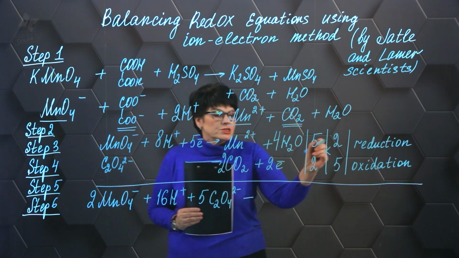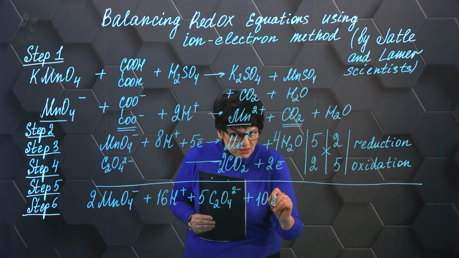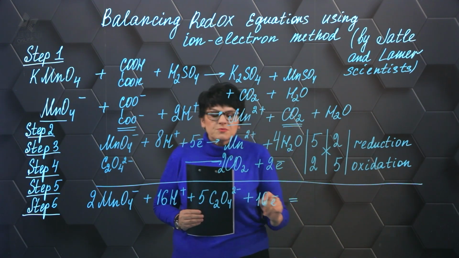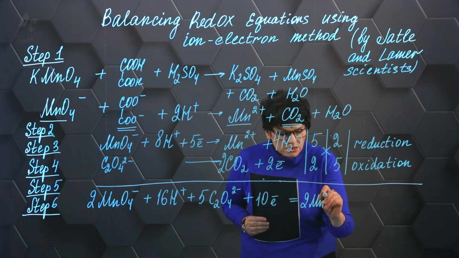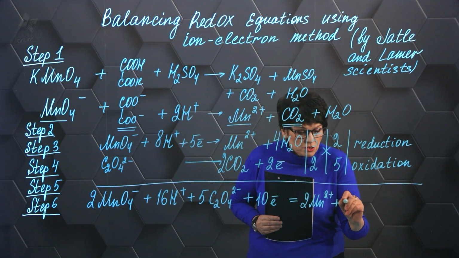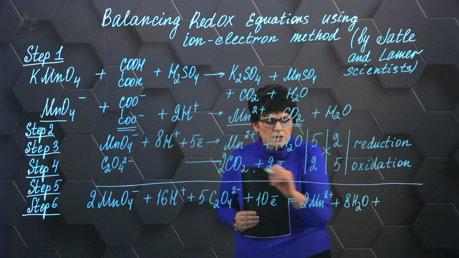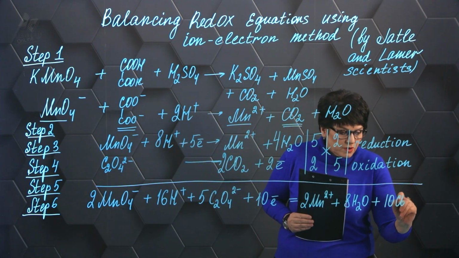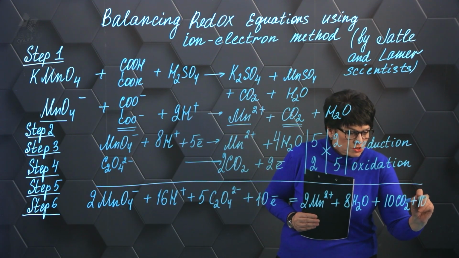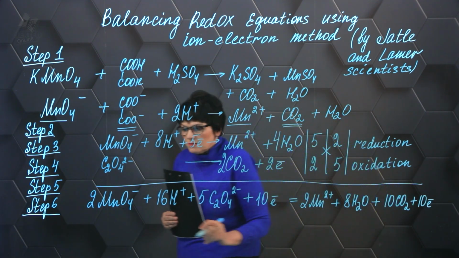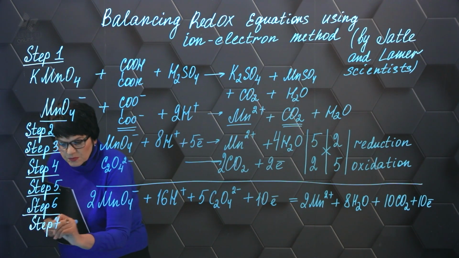In the total number of electrons we have on the left side, we have the acceptance of 10 electrons. And on the right-hand side, with the multipliers, we have 2 Mn2+ plus 8 H2O plus 10 CO2. And the total number of electrons that are given up will also be 10. Then we need to give, if there are any like ones in these equations.